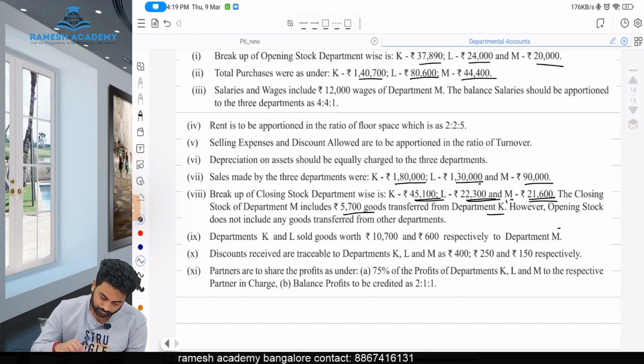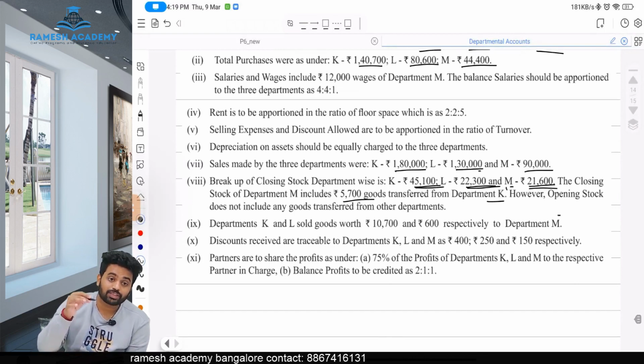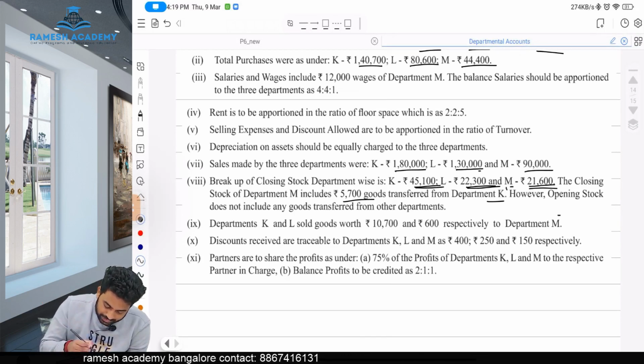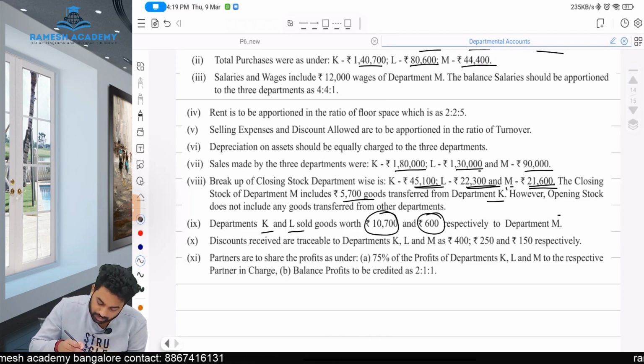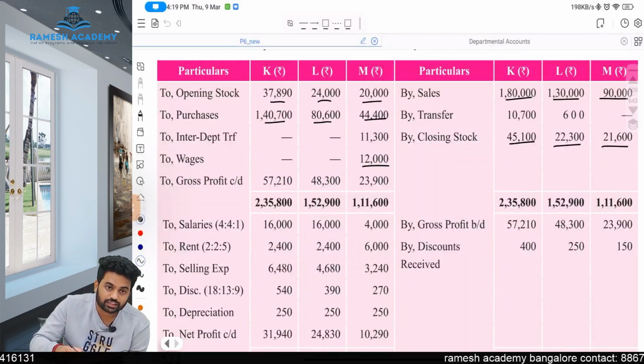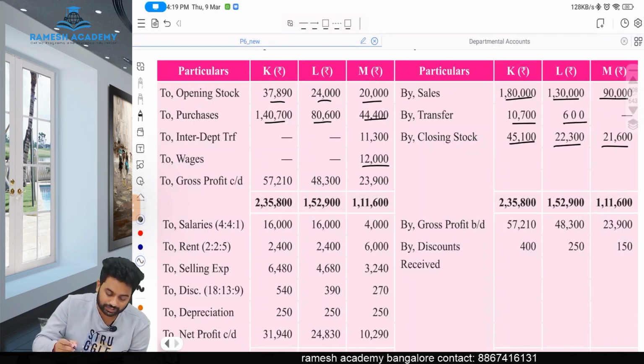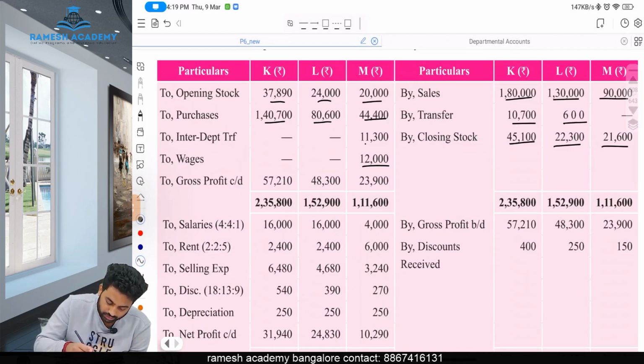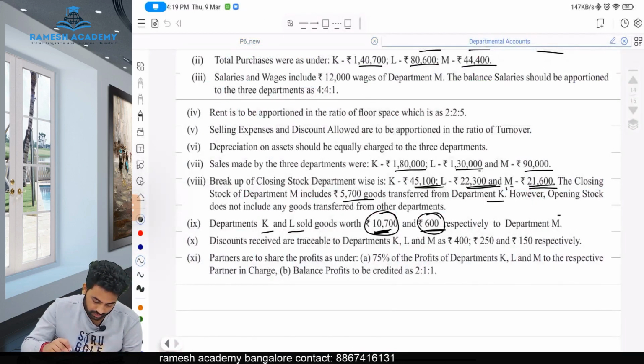Okay. Now, how much is transferred? Department K and L sold 10,700 and 600 respectively. So Department K 10,700, Department L 600. Who are the senders? That is, the transferor is K and L, 10,700 and 600. Who is the transferee? Only one department, that is M. 10,700 plus 600 comes to 11,300. Okay, done. Any other things?